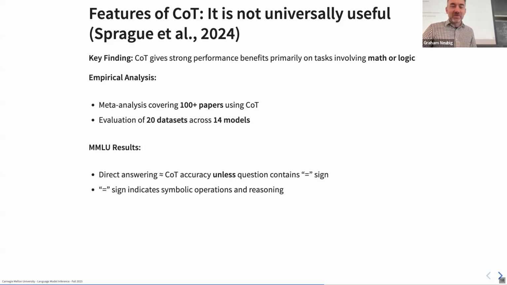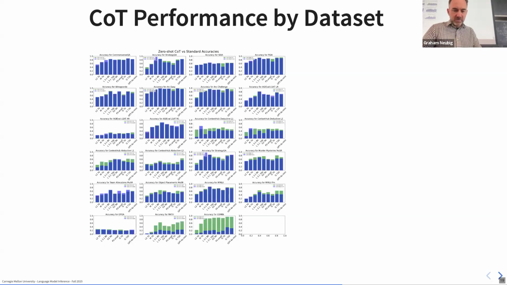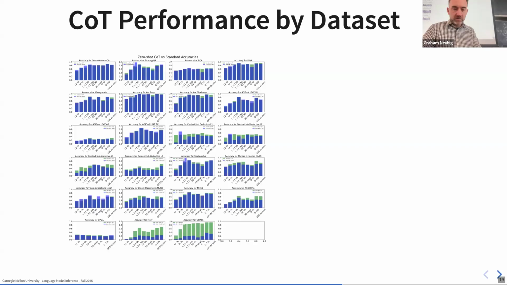But basically, they did, number one, a meta-analysis of 100+ papers that were using CoT, and they looked at the types of things that they evaluated on and how big the gains were. And then they did an actual evaluation with 20 data sets across 14 models. And maybe I'll just jump directly into the results. This is maybe a little bit hard to see.